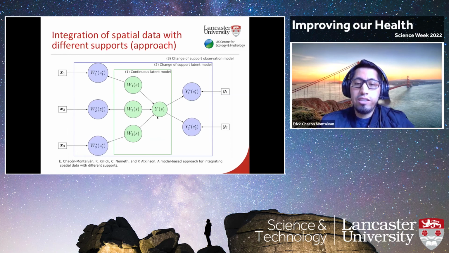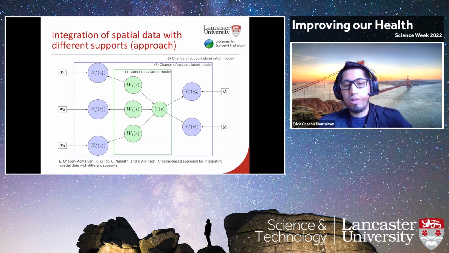And then in this second level, we project each of these latent variables to a new support. Now, for example, we have YS here, and we can project this process to a new support, like in this case, and also in this case. And finally, in the third step of this approach, we can now associate this process on the support where we have observed data with the observed data.